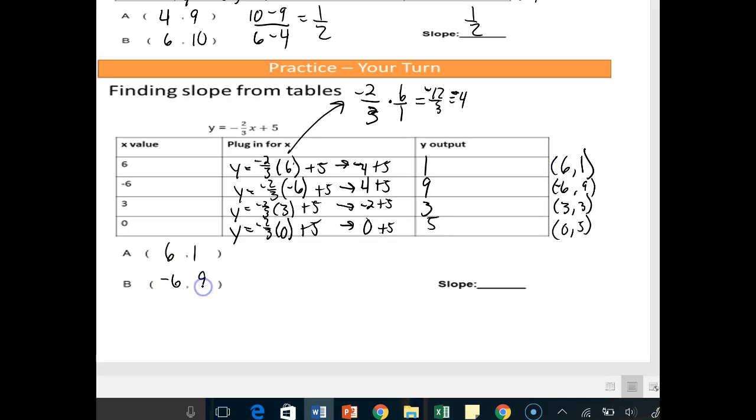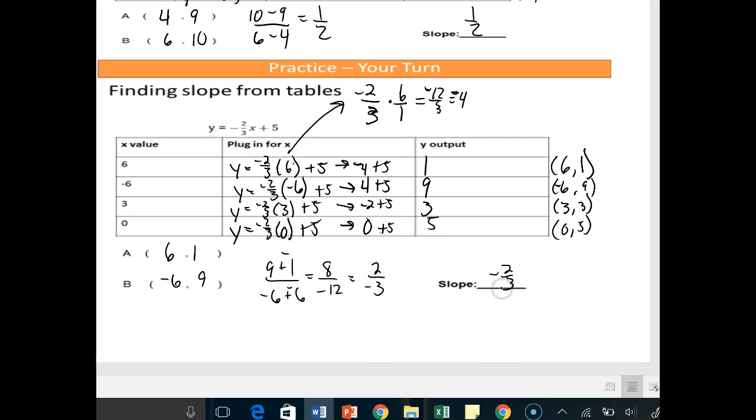So in slope, you can just use 6, 1, and you could use something like negative 6, comma 9. And we can do 9 minus 1 over negative 6 minus 6, which is plus a negative, which gives you 8. Plus a negative gives you negative 12. And then if you simplify this, dividing by 4, you get 2 over negative 3, or negative 2/3.